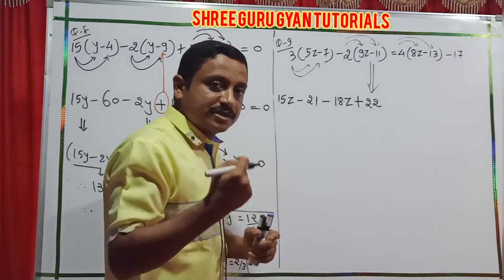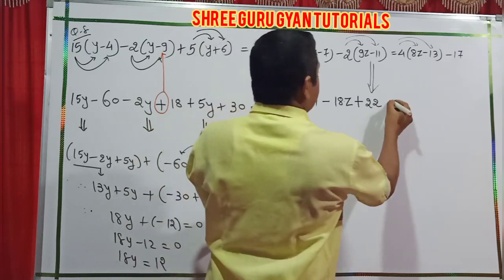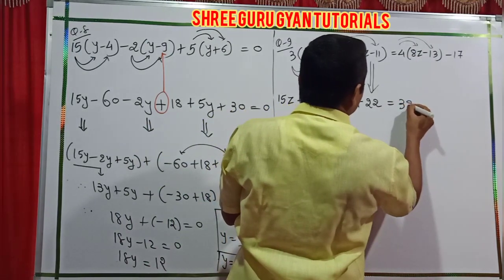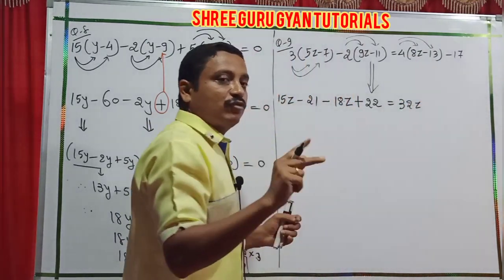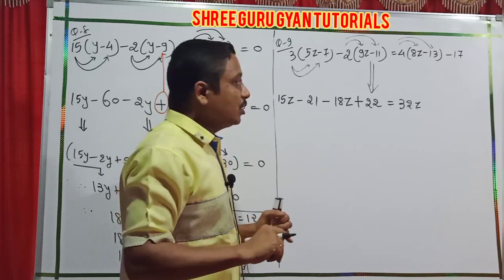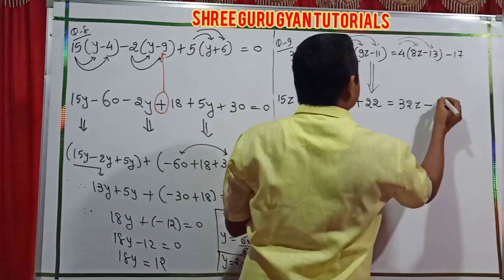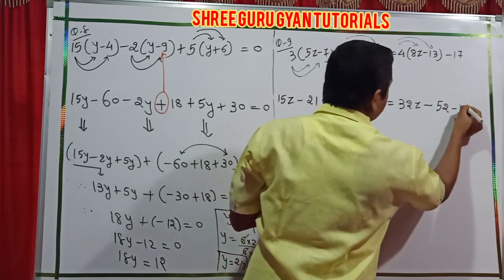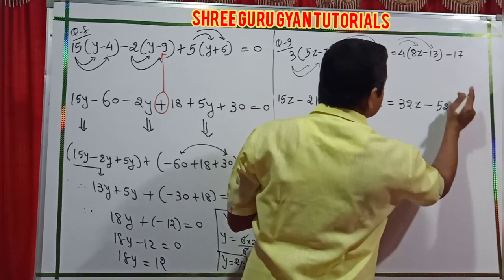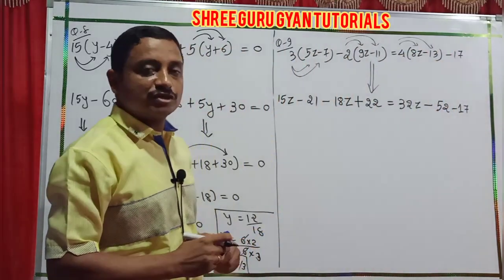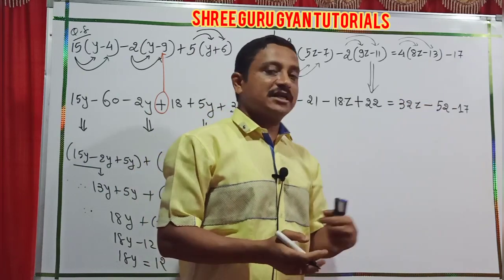So here 5 3s are 15z, 7 3s are 21, minus 9 2s are 18z, and 11 2s are 22. But minus and minus, how many? It is plus. And here also same. 8 4s are 32. Yes, 8 4s are 32. Minus 13 4s are 52, and minus 17 is as it is. Yes, 13 4s are 52, and 17 is as it is.